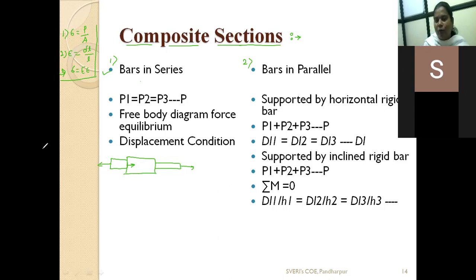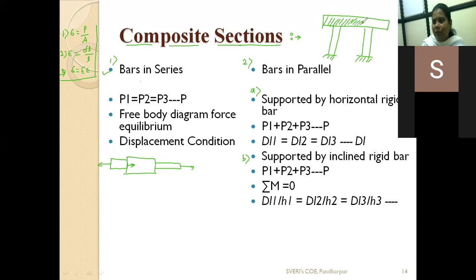Then second, now we will see what is meant by bars in parallel. In that, two conditions are there. We will discuss them one by one. So bars in parallel: the first condition is bars supported by a horizontal rigid bar. Suppose this is our first bar and this is our second bar, and they are supported by a rigid bar.